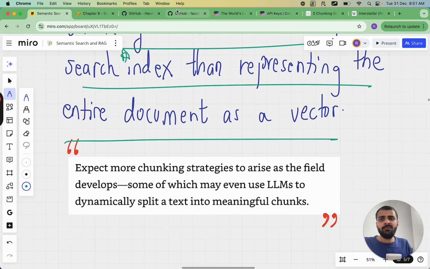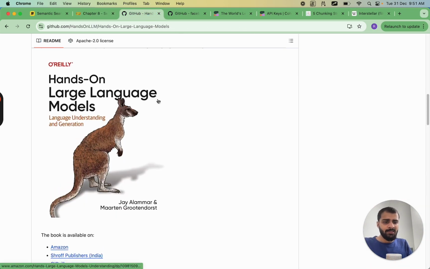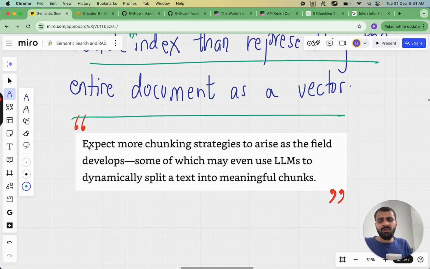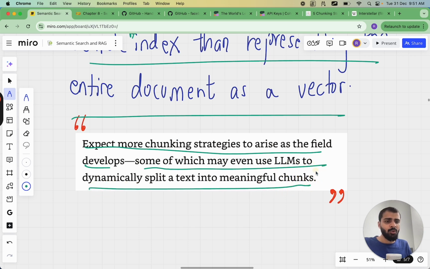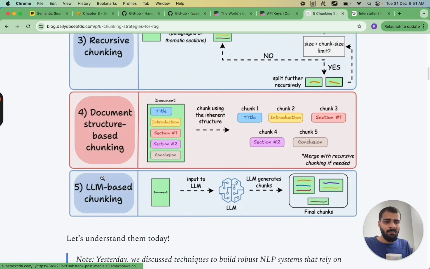Now the authors of this book, Hands-On Large Language Models, let me show that. Yeah, the authors of this book have written that you should expect more chunking strategies to arise as the field develops, some of which may even use LLMs to dynamically split a text into meaningful chunks. So this was actually the fifth method which we looked at, LLM-based chunking.